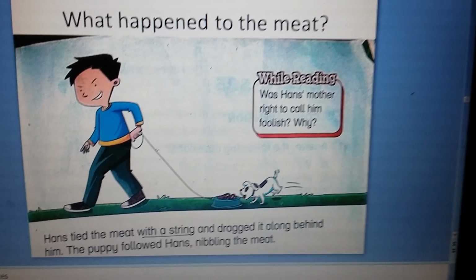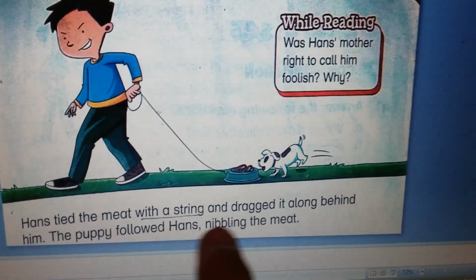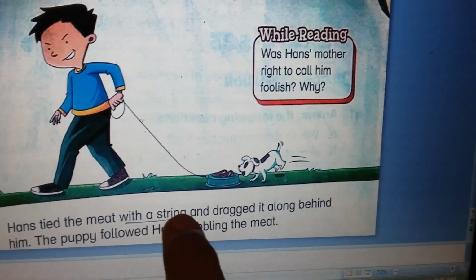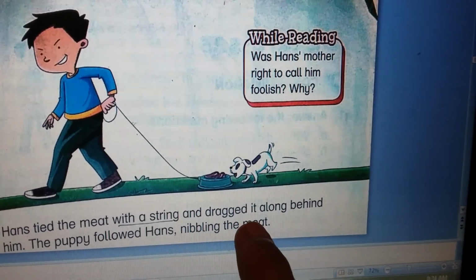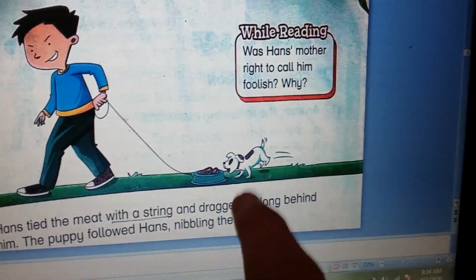Next question is, what happened to the meat? Look here. He dragged the meat with a string. Okay, he dragged the meat with a string.